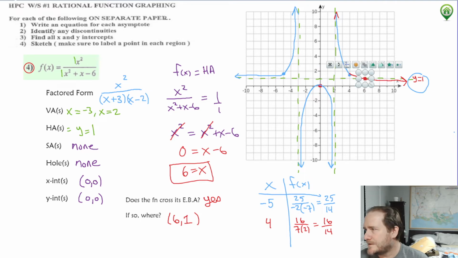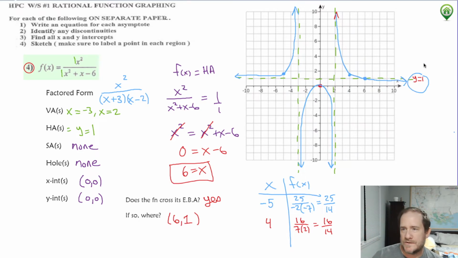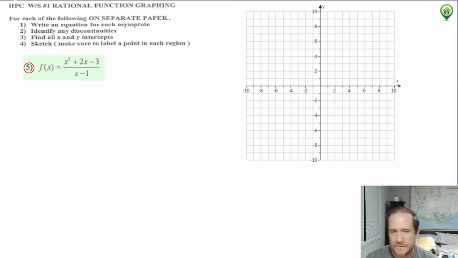It's got two vertical asymptotes, which we hadn't seen before. It's got a horizontal asymptote that we do in fact pass through. It's got some interesting stuff. Hey, let's move on to 5, because we're only on 5 and it's been 40 minutes.